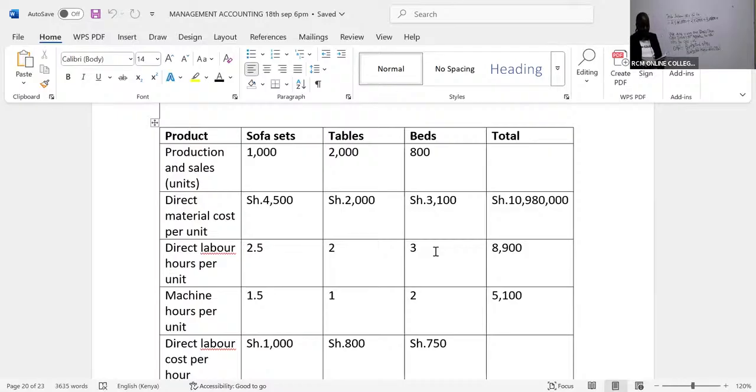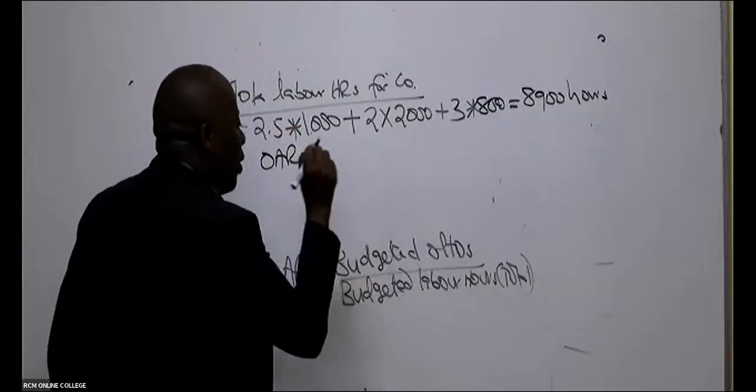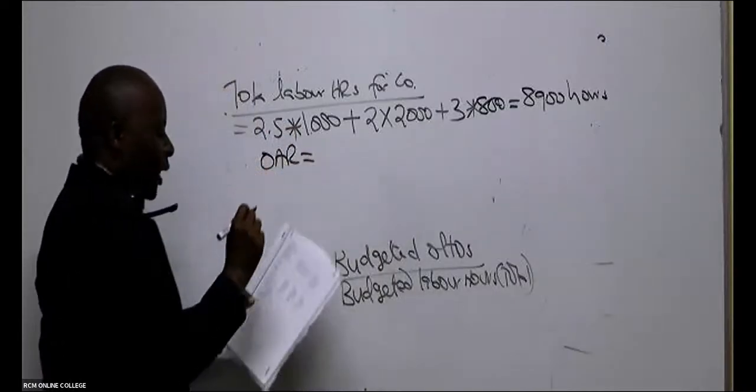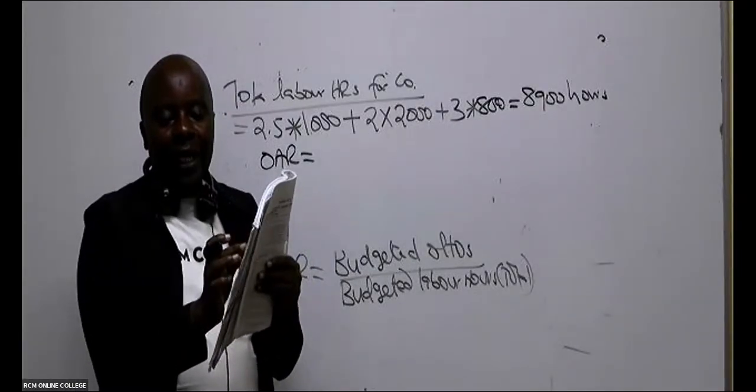So you're saying it is 8,900 hours. 8,900 hours. You're great. You're brilliant. Now, having gotten that, can we kindly go ahead and give our examiner OAR? So our OAR will be equal to, we have our budgeted overheads total. Go to that table, the total that I'm able to see from that table, budgeted overheads are 5340.